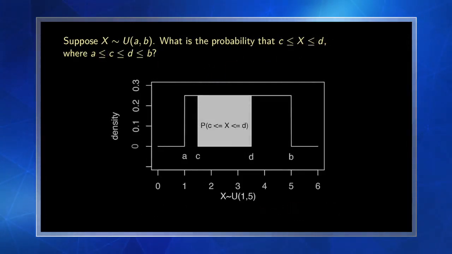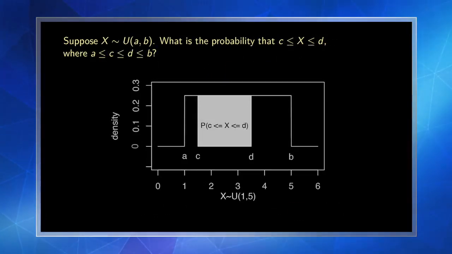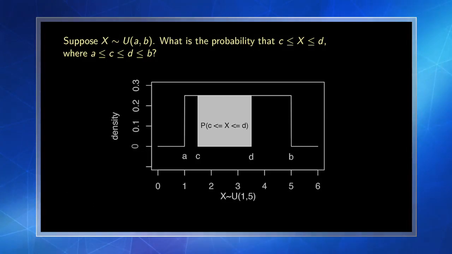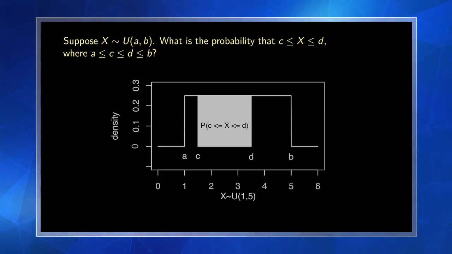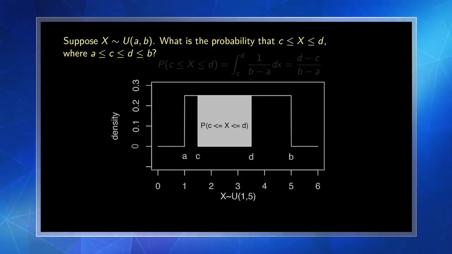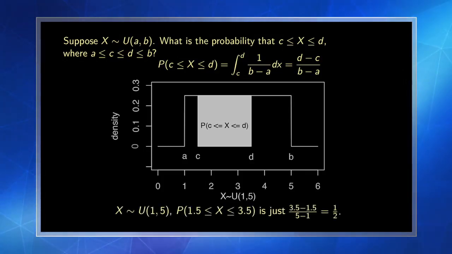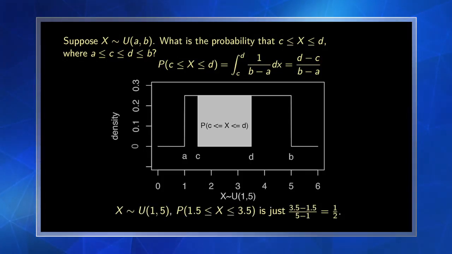Suppose x is uniform a, b again. What's the probability that x is between two numbers, c and d, where c and d are between a and b? So now we want to know the probability that x is inside c and d on the interval from a to b. Here we're going to integrate from c to d our probability density function, 1 over b minus a, to get d minus c over b minus a. Again, if x is uniform 1, 5, the probability that x is between 1.5 and 3.5 is the difference, 3.5 minus 1.5 over 5 minus 1, or 2/4, which is 1/2.